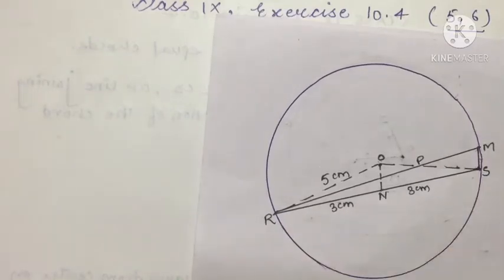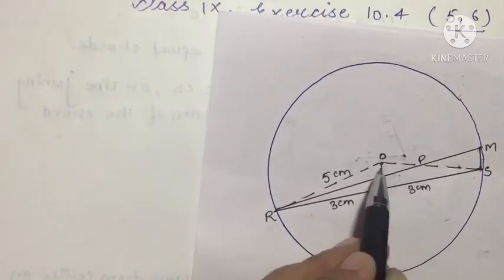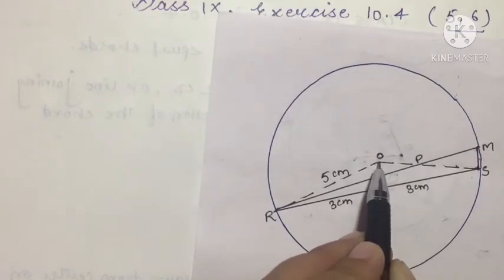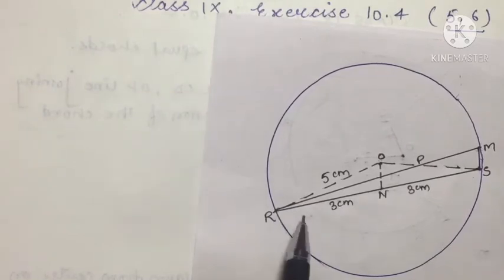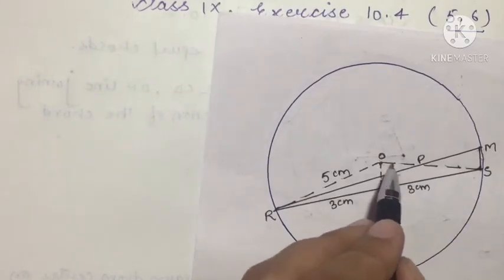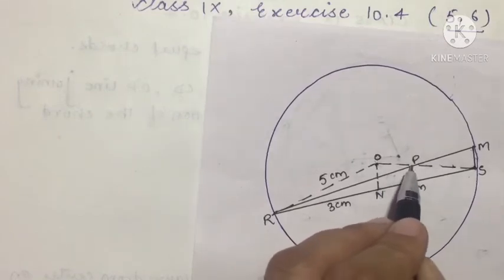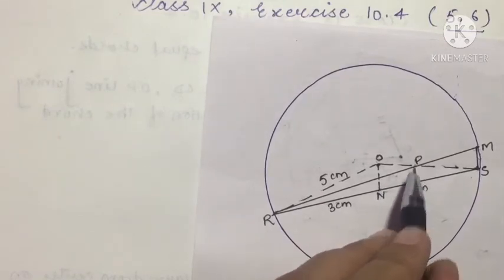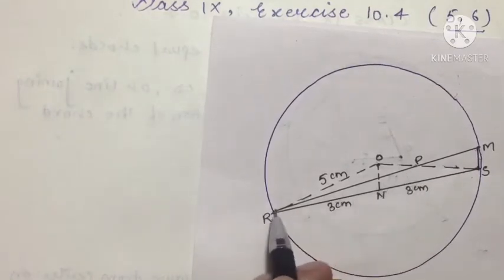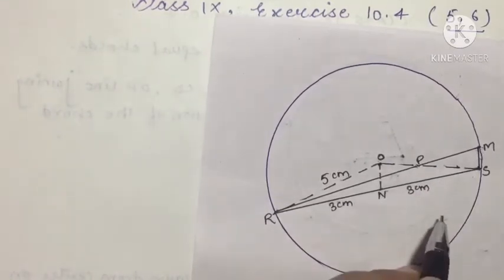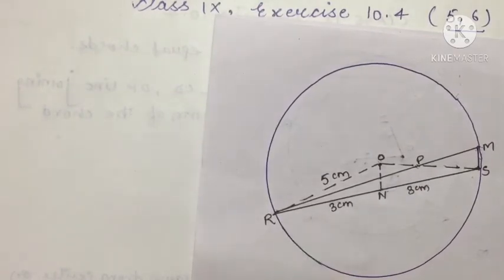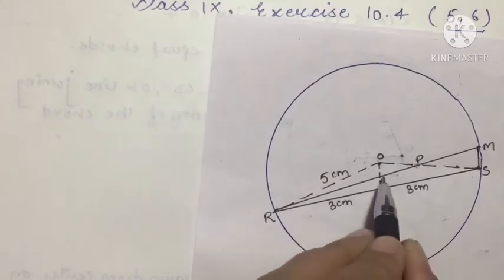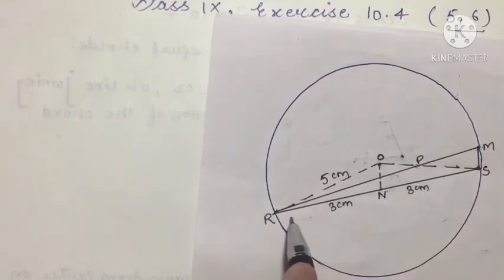I have to find out RM. Now, dear students, I told you about a perpendicular drawn from the center on the chord. Isn't RM a chord of this circle? Yes, RM is a chord of the circle, and this is a perpendicular drawn from the center on the chord. It will divide the chord into 2 equal parts. That means my RP will be equal to my PM. What we have to find out is RP. In short, if I find RP and multiply it by 2, then I will find RM. Okay, let us begin our question.